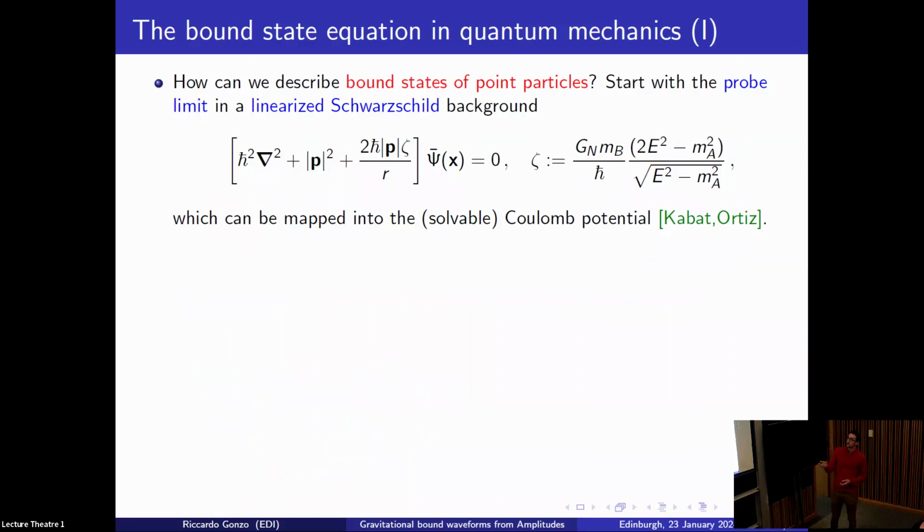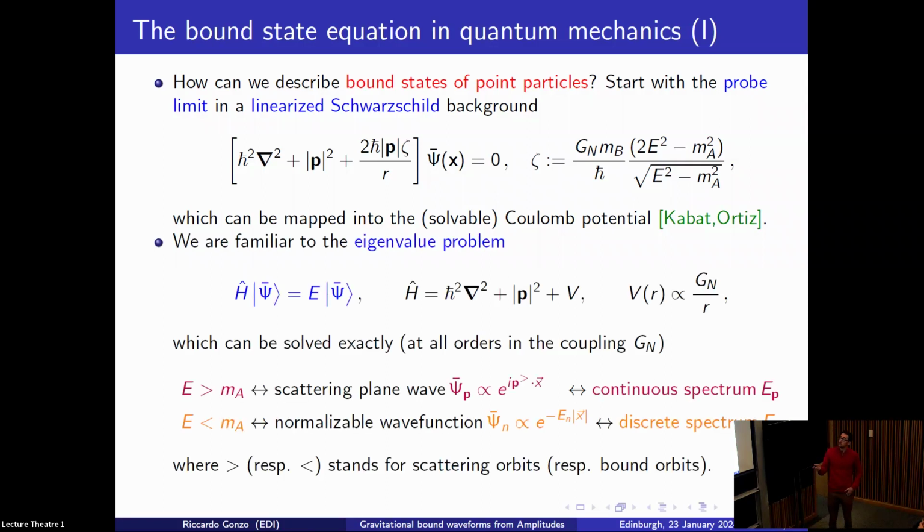So we'll start with something very simple: the linearized Schwarzschild background. This is the first approximation of the PM dynamics, at 1PM. You can think about this as just solving essentially the background equation. You have this linearized Schwarzschild potential, and this can be mapped completely onto a solvable Coulomb problem. And the Coulomb problem can be solved both for scattering and bound states, right?